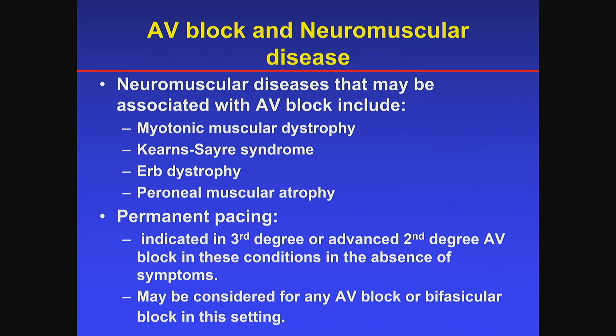Atrioventricular block and neuromuscular disease is also a unique situation. There are a number of neuromuscular diseases that may be associated with atrioventricular block, including myotonic muscular dystrophy, Kearns-Sayre syndrome, Erb dystrophy, and peroneal muscular atrophy. Permanent pacing is indicated in third-degree or advanced second-degree AV block in these conditions, and it may also be considered for any AV block or bifascicular block in this setting due to the unique pathology of these diseases.